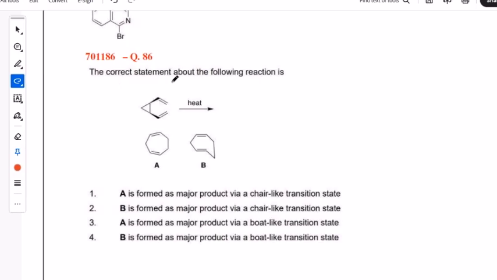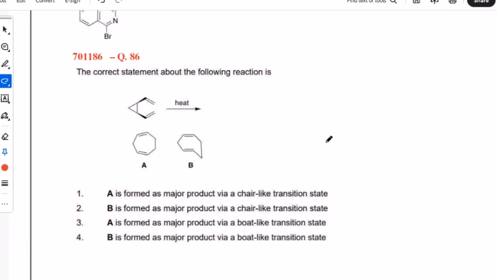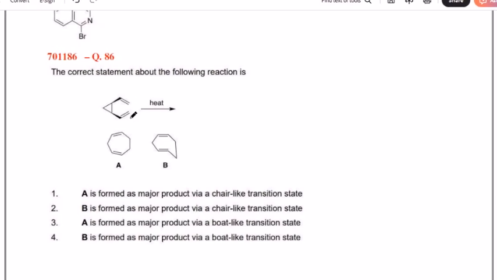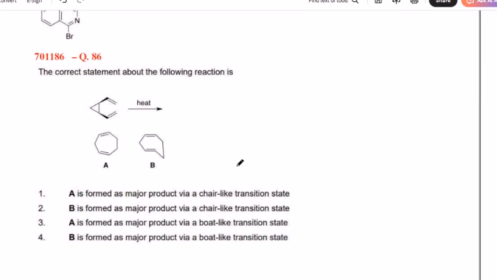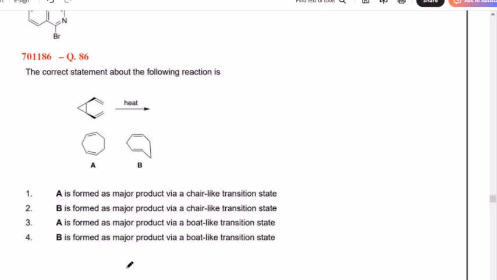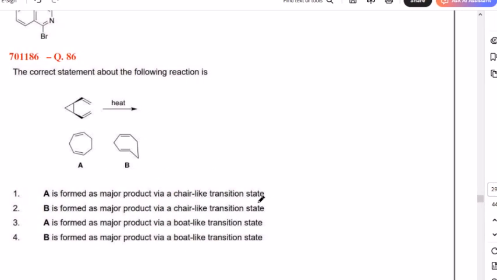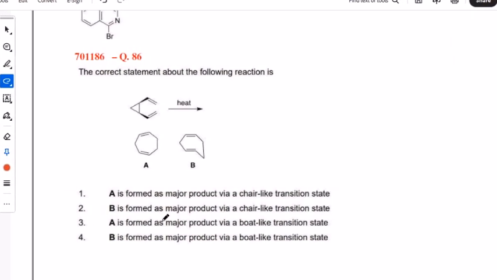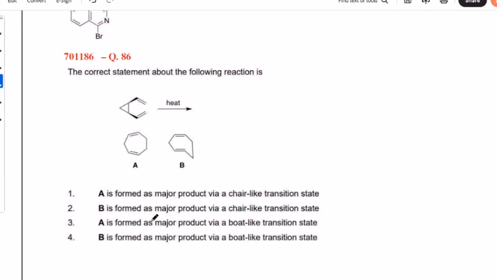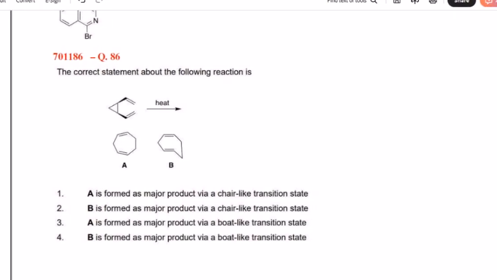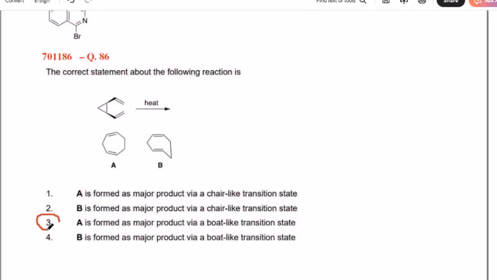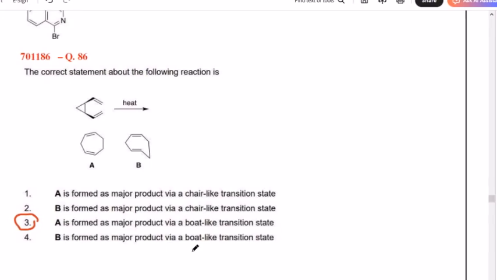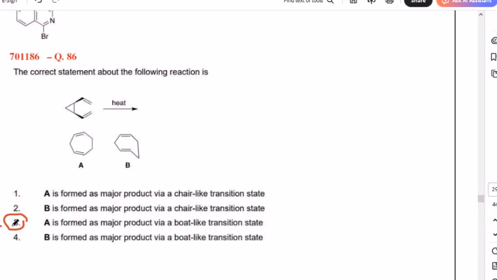Next, the correct statement about the following reaction is, so on heat, it is going to give this, it is going to break here, and 1 2 3 4 5 6, yes. On heat, it is going to give A and B. A is formed as the major product via a chair-like transition state. No. B is formed as the major product via a chair-like transition state. No. A is formed as the major product via a boat-like transition state. Yes, it is going to form this boat-like structure, with A as major. B is formed as the major product via a boat-like transition state. No. So option number 3 is the correct option, friends.